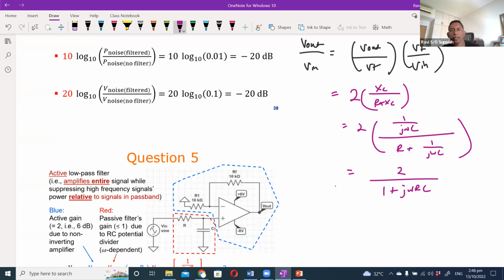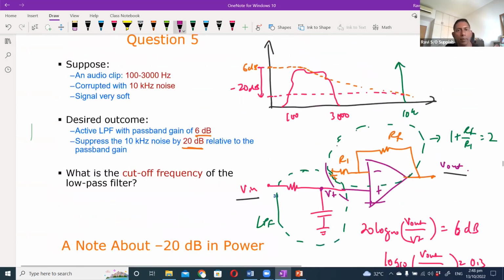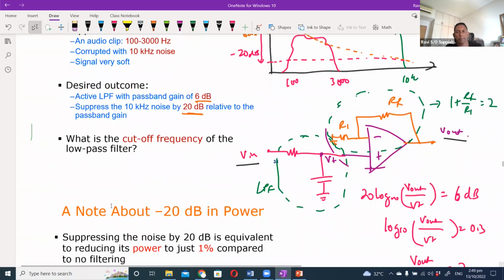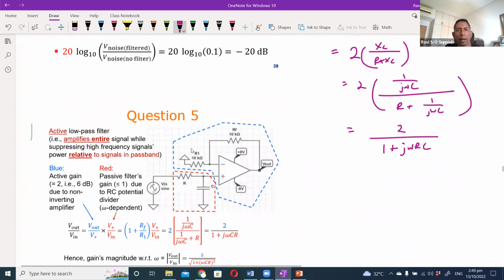So that is the relationship between the output and the input, in the standard expression here. What we want is to look at the log, because we're interested in the dB. What we want is for the power to be dropped by 20 dB relative to the pass band gain. So I need to do the amplitude first.